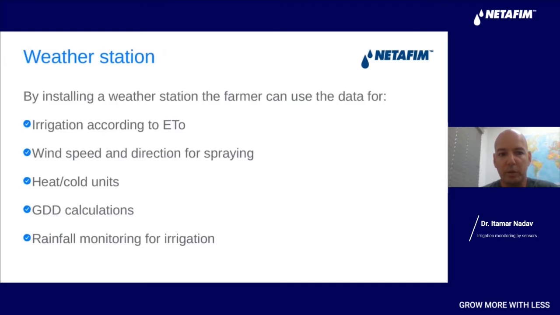It's standalone, and you can get all the information online from this weather station. So what can we get from the weather station? We can do irrigation according to the ETo, the reference evapotranspiration that the weather station can calculate. We can have the wind speed and direction if we need to do some spraying, accumulative heat and cold units that we need for crop development, GDD, which is growing degree days, if we want to know the development of the crop, and of course the rainfall, which is very important if we need to know how much to irrigate after the rain events.